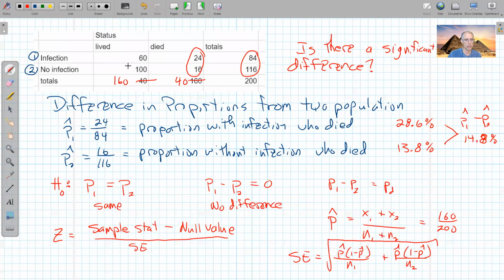So back to my notes here. The test statistic is my sample stat, and my sample stat is what I found for the difference in the two actually in my sample. So in this case, that sample stat is my P1 hat minus P2 hat. The null value for a difference assumes that there is no difference, right? The difference is 0. And then that standard error is this wild formula over here based on this pooled proportion.